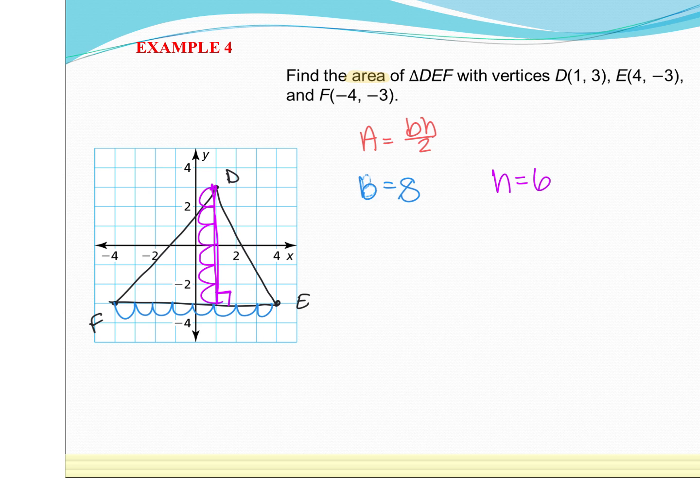And now all I have to do is plug it in. What am I multiplying by? My base times my height divided by 2. If I multiply correctly, what's 8 times 6? Okay, what's 48 divided by 2? 24. So that means my answer is going to be 24 units.